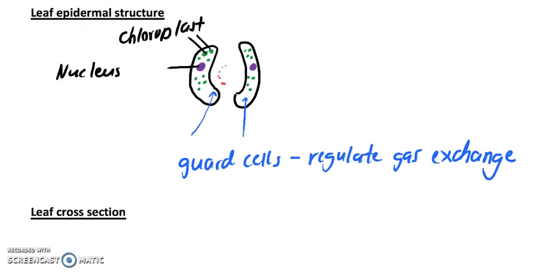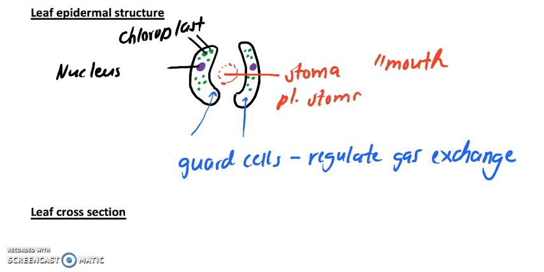This area in between the guard cells, it's not a physical structure, but we still give this a name. This is called a stoma. Don't confuse this with stroma in the chloroplast. This is stoma, which means mouth. The plural of stoma is stomata. And the size of this stoma, as you can figure, can increase or decrease based on the situation of the plant.